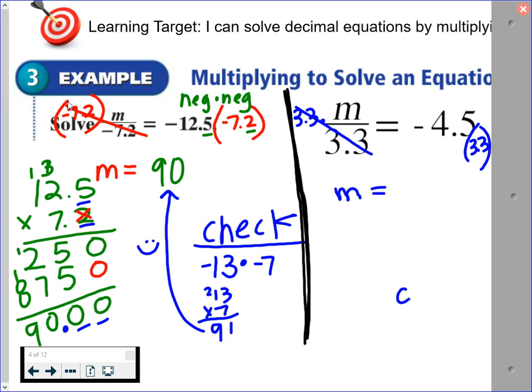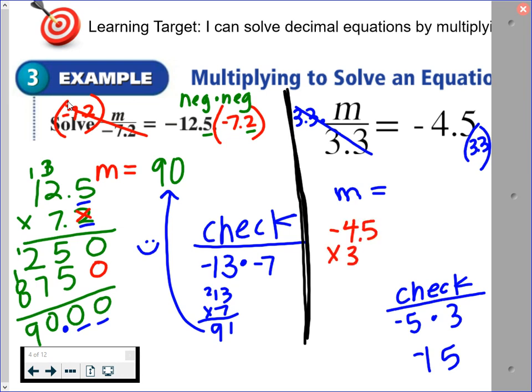This time I was thinking I might use my checkbox first to estimate. 4.5, let's call that 5. 3.3, we'll call that 3. So I'm predicting I'm going to get an answer close to negative 15. I'm still going to do a side problem for my actual multiplying to see just how close am I. Is this even reasonable?